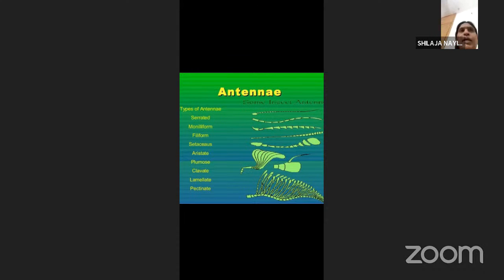When we keep the pulses for longer times, we see these beetles inside the pulses, black in color. Chana, when kept for a longer time, and jowar, are all attacked by this particular type of beetle. And clavate and club types are seen in the butterflies.